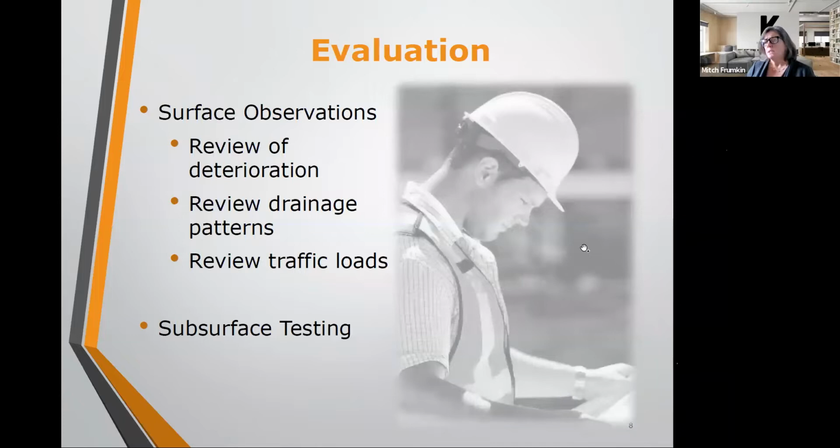So the beginning of the process is the evaluation, where, as I mentioned, we'll come out to review the level of deterioration in the pavement. There's a couple other things we take a look at. We look at drainage patterns in the pavement. And when we come out to the site, I always recommend that I meet with somebody who's familiar with the community and where the trouble areas are with the pavement.